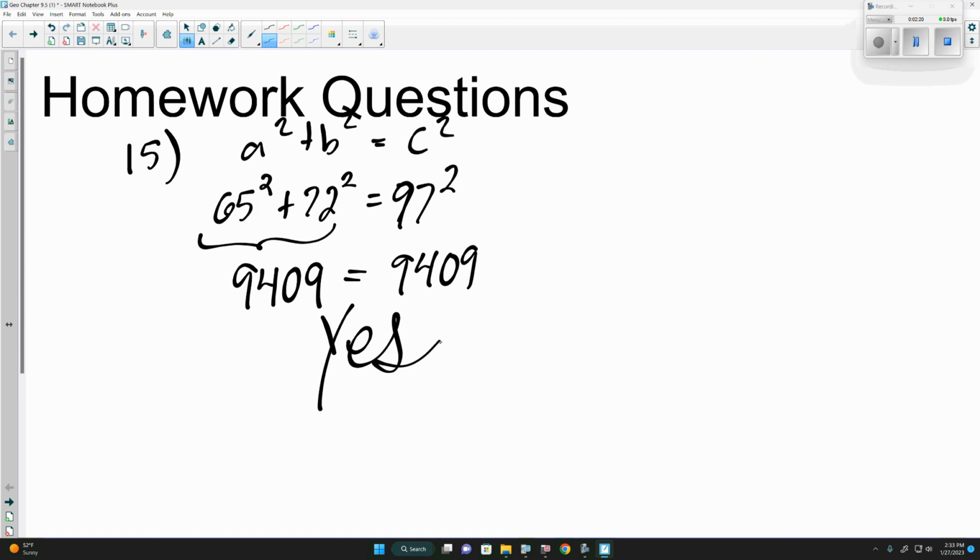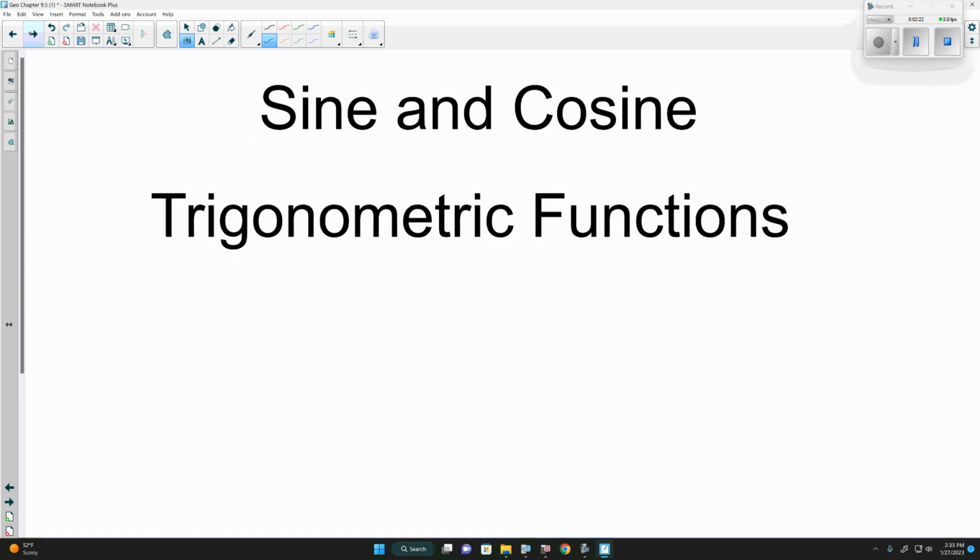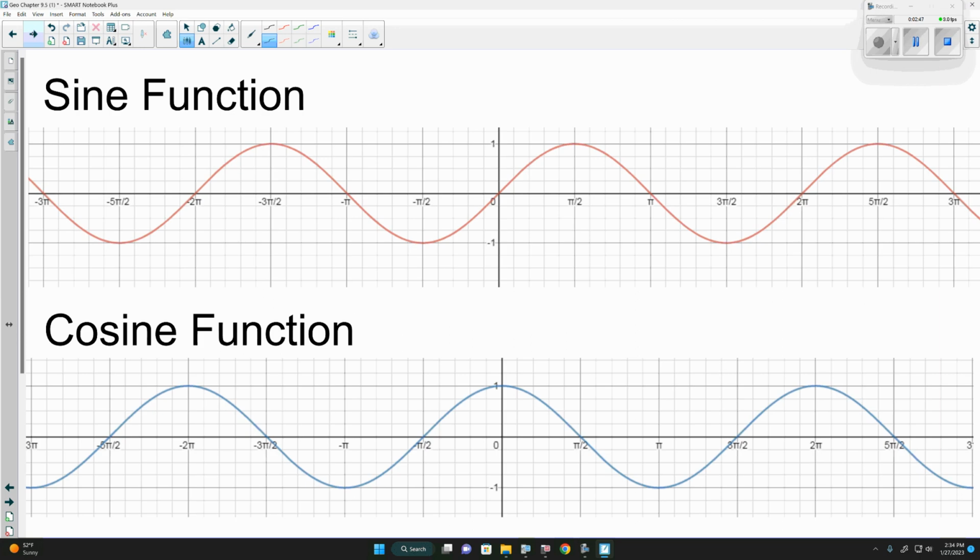Okay. Now what we're looking at today is sine, cosine, tangent. And yes, we did skip several sections. The reason we did this is because it's going to be easier to go over sine, cosine, and then eventually tangent first, and then go back to 9.2 and 9.3. So what we're looking at today is sine and cosine functions.